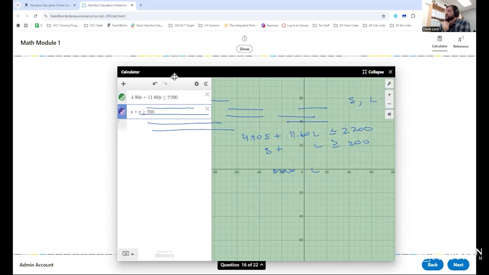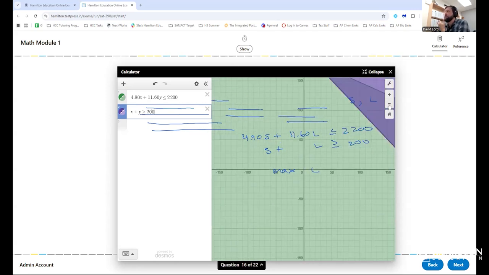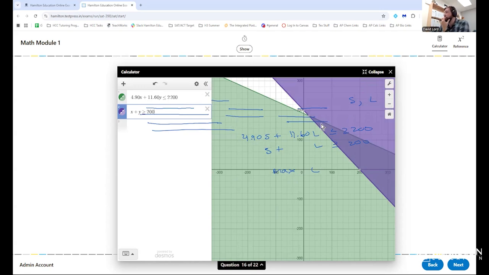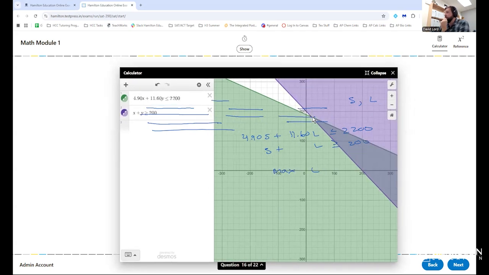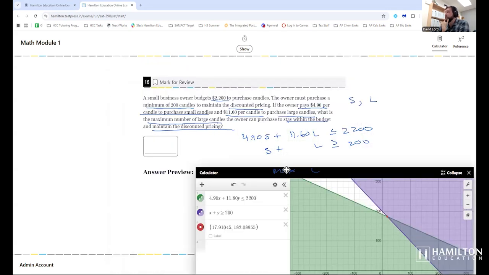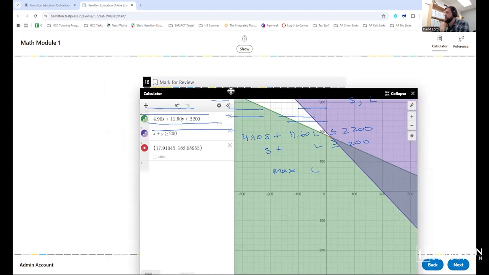Now, at first glance, you don't see anything, but this is a big budget, and so there's a lot of candles. And what we're looking for is the place where they intersect. Now, we said X was the small, Y was the large. And because it's a system of inequalities, we want to find out where they're overlapping. So it's this kind of triangle region. And we can't have a fraction of candles. So what is the largest number of maximum candles we can buy?